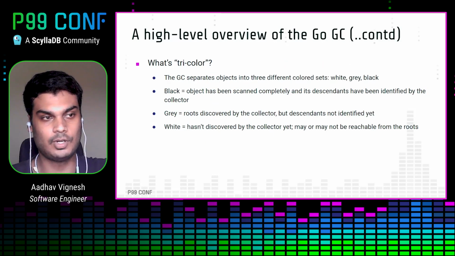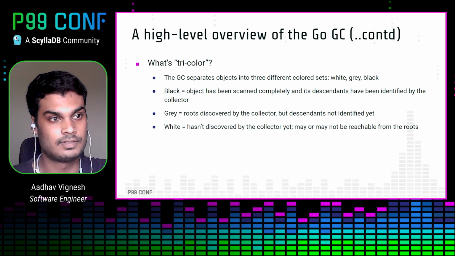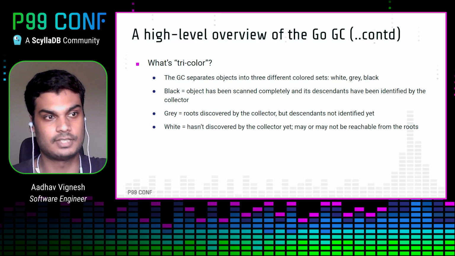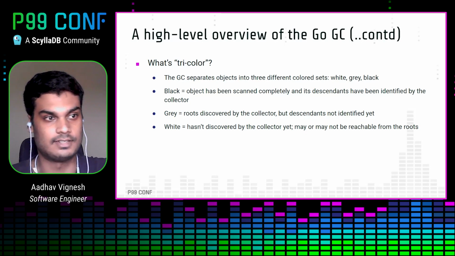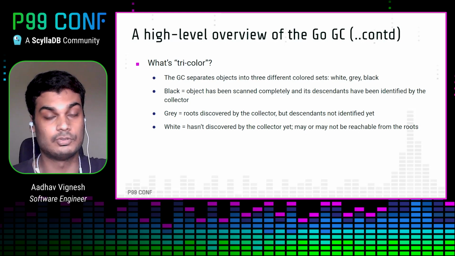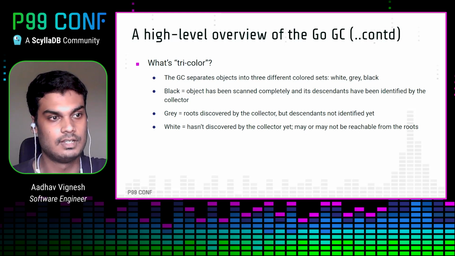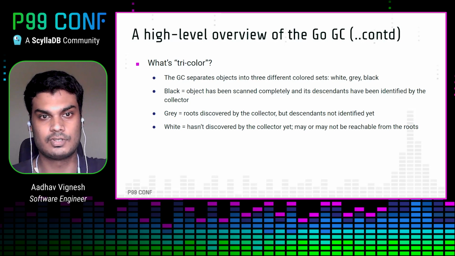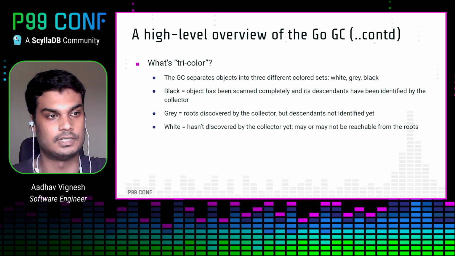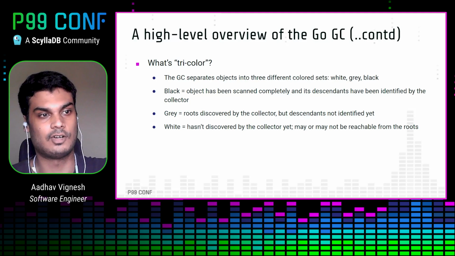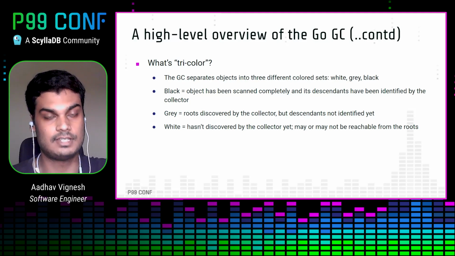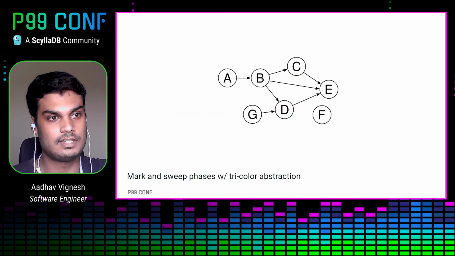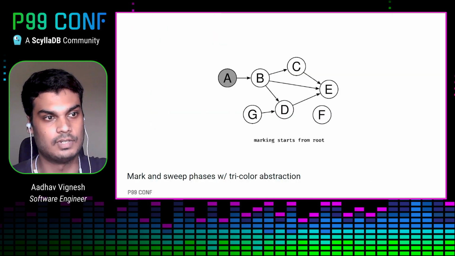But what does the tricolor abstraction mean? So the GC tries to separate objects into three different color sets, which is the white set, the gray set, and the black set. The black set has objects which have been scanned completely and whose descendants have also been identified, whereas the gray set has the roots discovered but the descendants are not discovered. And the white set are objects where the collector hasn't reached yet, or they may or may not be reachable from the root. And here's a quick visualization of how it works.